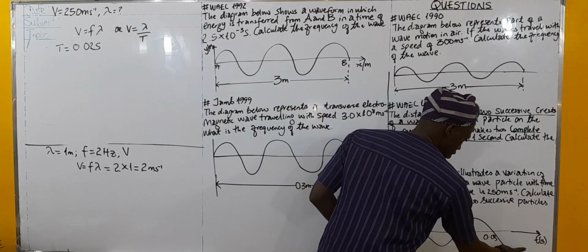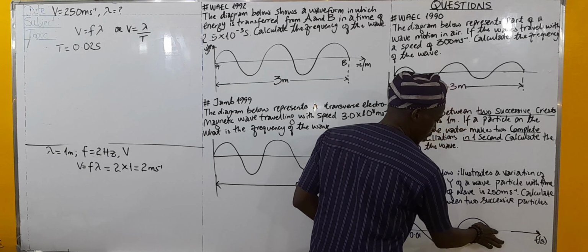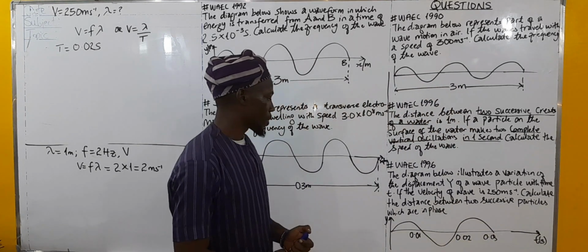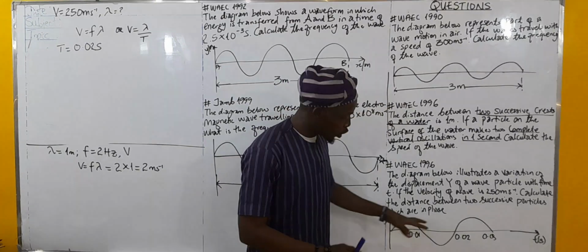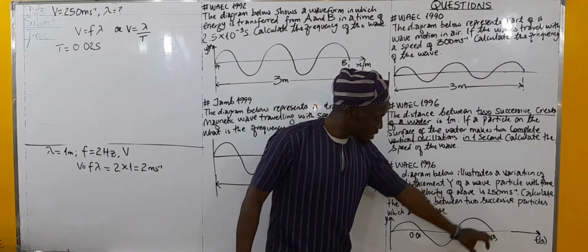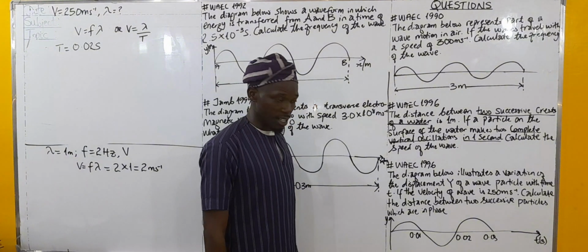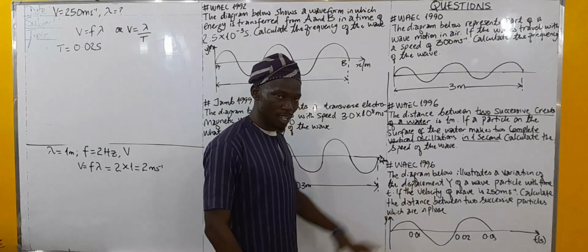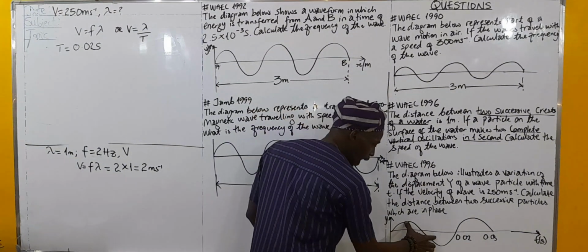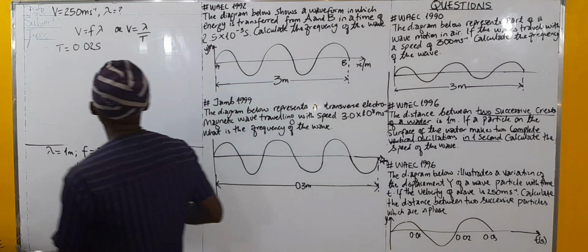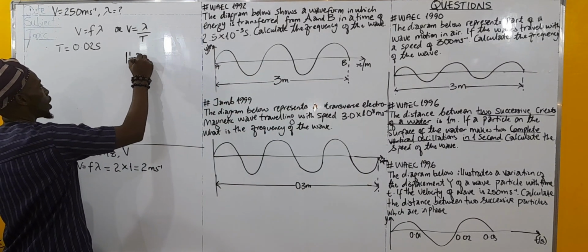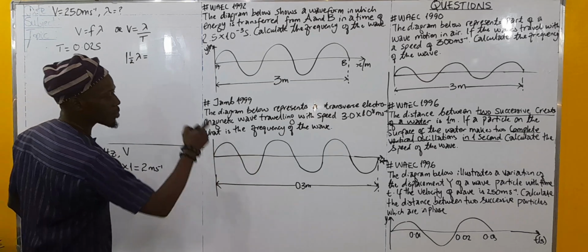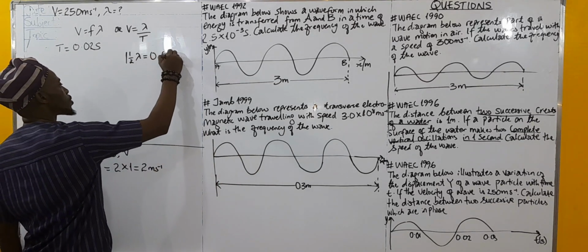So the diagram, I think the diagram is like this. Yeah, that's how the diagram is. Okay, so now we're going to look at the endpoints, which is 0.03, right? Let's count how many wavelengths we have here. We have 1.5. So I'll write 1.5 wavelengths equal the time, which is 0.03.